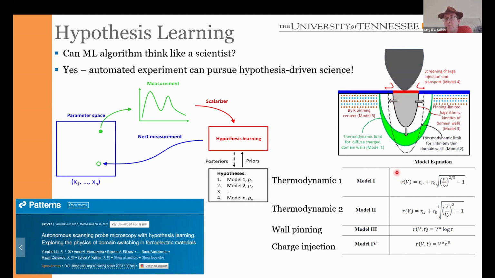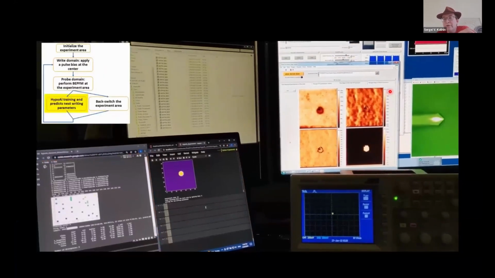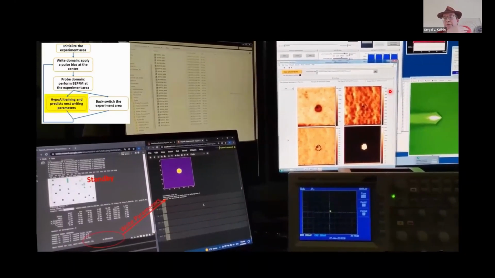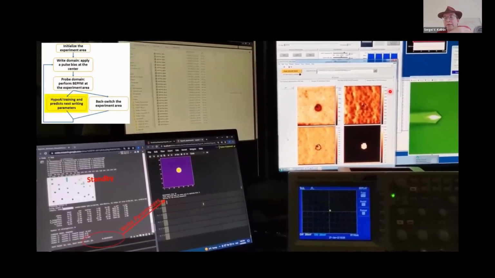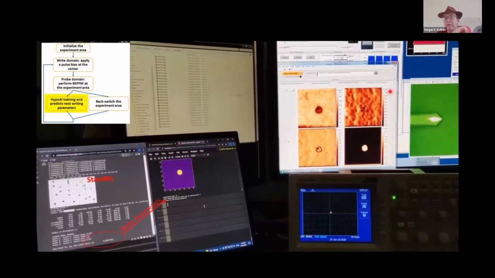So in this case, we can formulate the hypothesis space. For example, the size of the domain can be determined by thermodynamics, or it can be determined by pinning, or it can be determined by charge injection. So it's one or the other. And then what we can do is build a machine learning agent that is informed by this hypothesis and tries to run the experiment in such a way as to determine which of the hypotheses is correct.